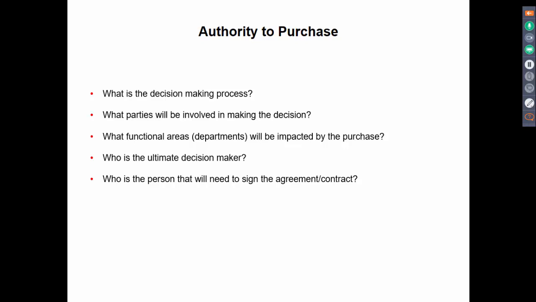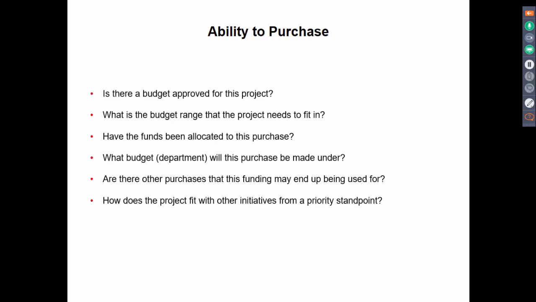What parties will be involved in the making of the decision? What functional areas are impacted? Who's the ultimate decision maker? Who's the person that signs the contract? Ability to purchase, so this gets towards funding. So instead of just saying, do you have money to spend? Here are some diplomatic ways to go about that.